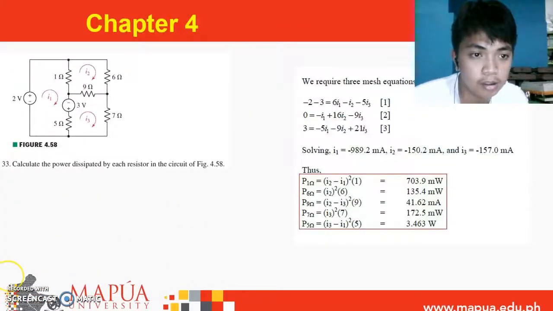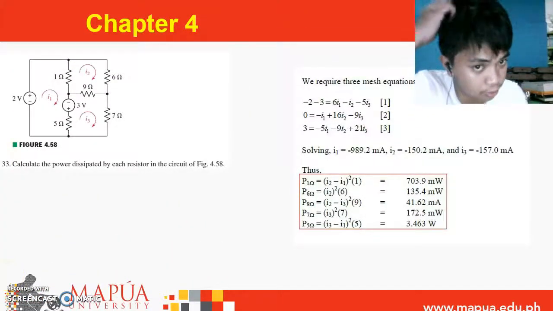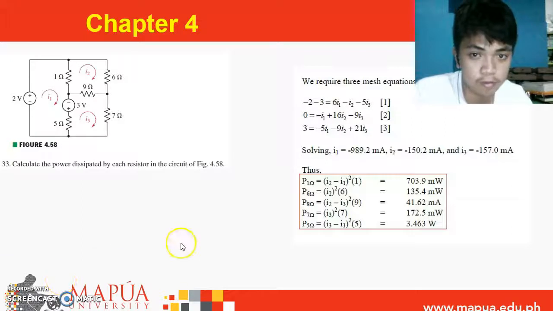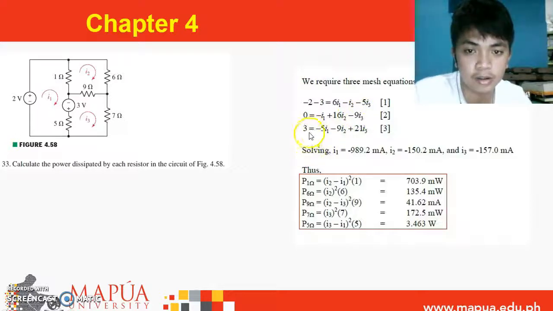Number 33, calculate the power dissipated by each resistor in the circuit, Figure 4.58. So, we have 3 equations. You can see the first equation: -2 minus 3 is equal to 6i1 minus i2 minus 5i3. The second equation says 0 is equal to -i1 plus 16i2 minus 9i3. The third equation is 3 is equal to -5i1 minus 9i2 plus 21i3.